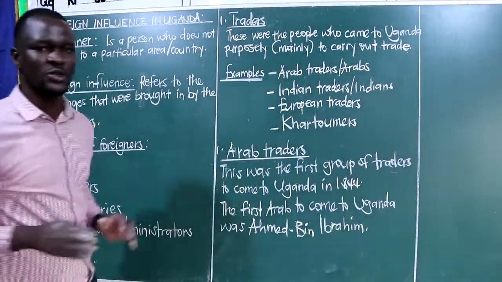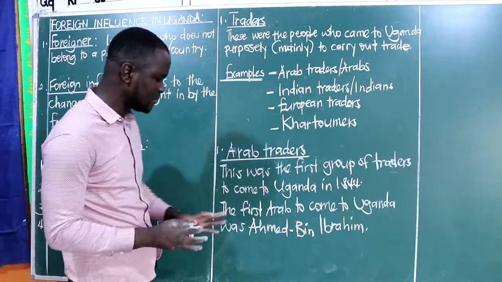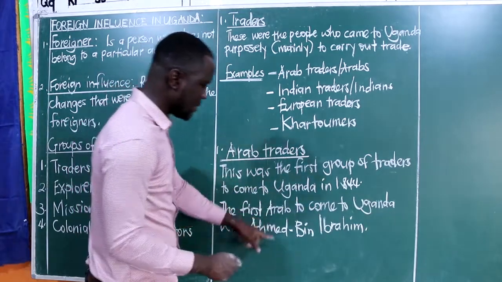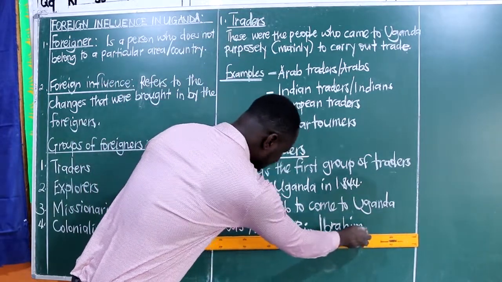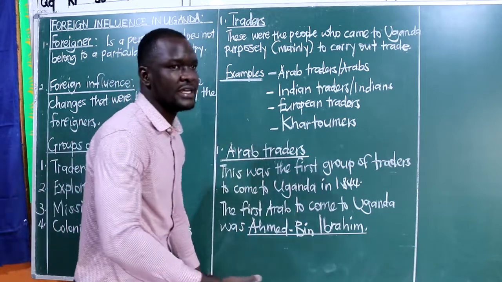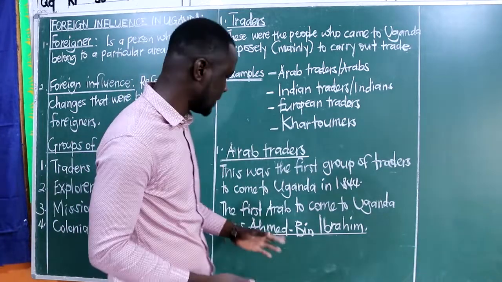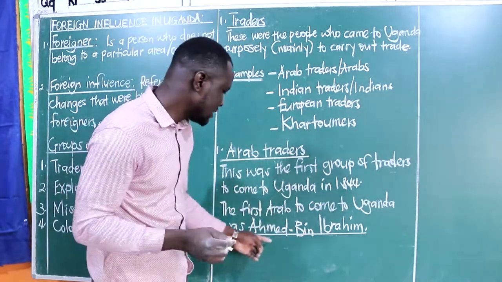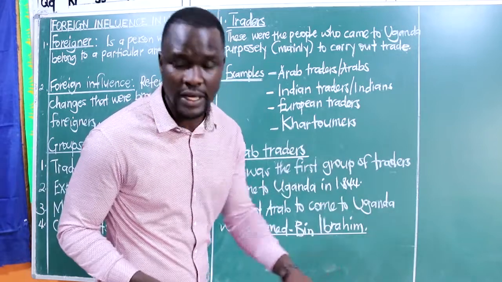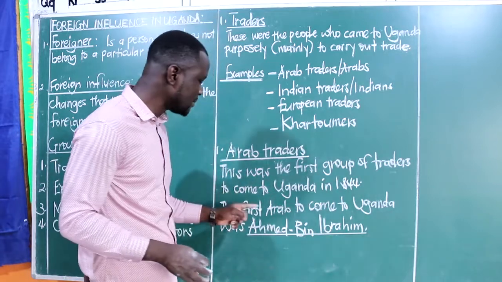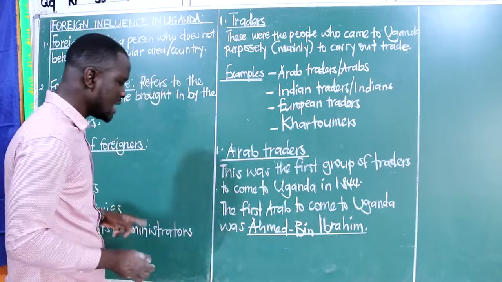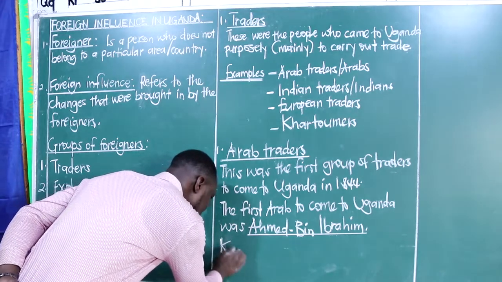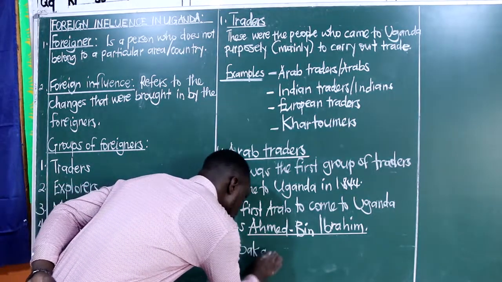Now there is something we need to note here. A question can be thrown to us in P5. Who was the first Arab trader to come to Uganda? Ahmed bin Ibrahim. Or they can ask us the other way around. Why is Ahmed bin Ibrahim remembered in Uganda? So you can still answer it the other way around. You say he was the first Arab trader to come to where? To Uganda. And by the time these Arabs came to Uganda, they met the Kabaka of Uganda by that time, who was called Kabaka Suna.